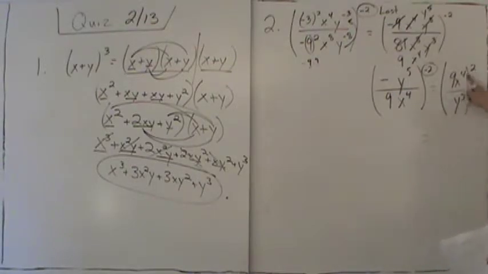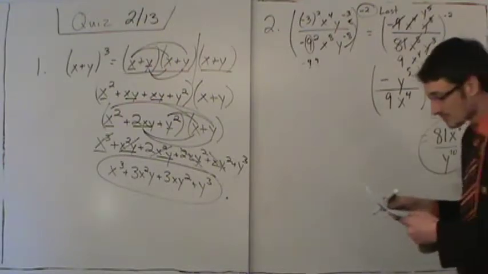inside. Square the 9. 9 times 9 is 81. Square the x to the 4th. We multiply the exponents, we get x to the 8th. Square the negative. Squaring the negative 1 is negative 1 times negative 1, which is positive 1. We don't write the positive 1. And then square the y to the 5th. We multiply the exponents, we get y to the 10th. And this is the final answer.